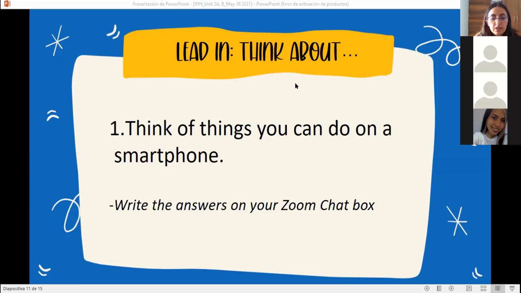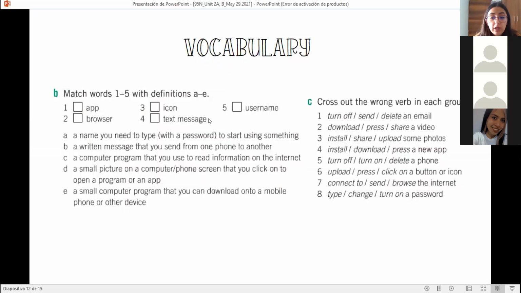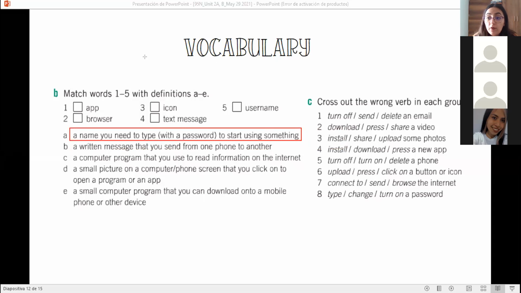Thank you, guys. So let's complete this exercise about vocabulary. Here we have some words about technology that you know very well because you are really good with technology. But help me match these meanings with the words. What would be the right word for the following sentence? A name you need to type with a password to start using something. ¿A qué nos referimos?